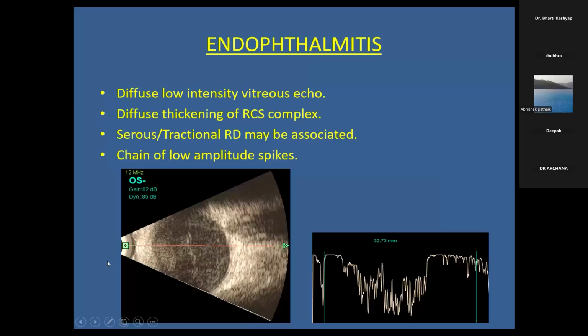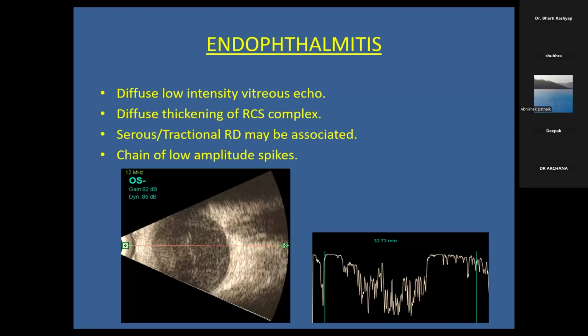Endophthalmitis, extremely important cases where ultrasound is really going to help us in diagnosing, as they have almost a similar representation as a vitreous hemorrhage. In the vitreous cavity, we get very low to moderate echoes, even if it has low to moderate echoes, just similar to vitreous hemorrhage.